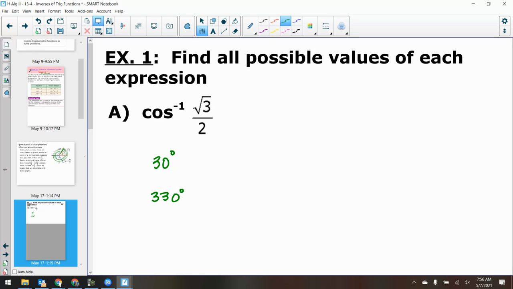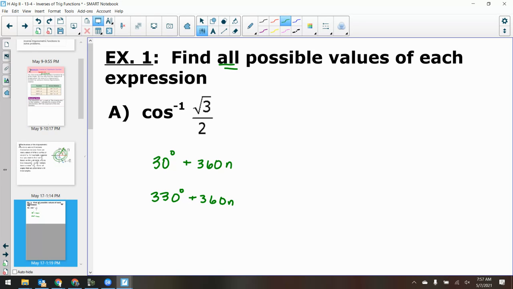Now, look at the directions. Find all possible values. We need to take into account all rotations. We need to take into account all coterminal angles. And to do that, we almost need to set up an equation here. So we're going to say plus, now how much is one rotation? 360 degrees, and I want to take multiple rotations, right? So plus 360n. I'm going to do that for both the 330 and the 30.